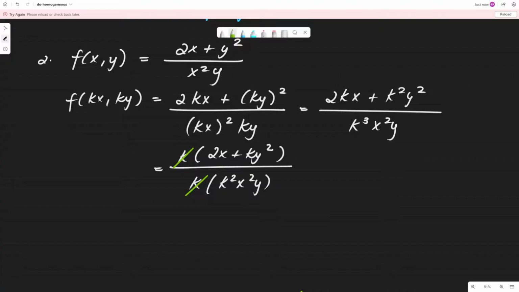No, it is not homogeneous. Why? We cannot fully factor out k in this case. We should be able to factor out the k to determine the degree of this function. Since we cannot factor it, because we lost the k in the 2x term when it cancelled, and there is still one k left in the numerator while we have k squared in the denominator, this is not homogeneous.